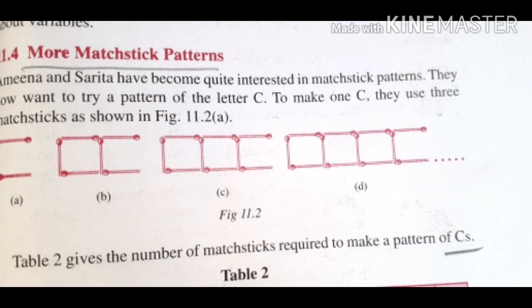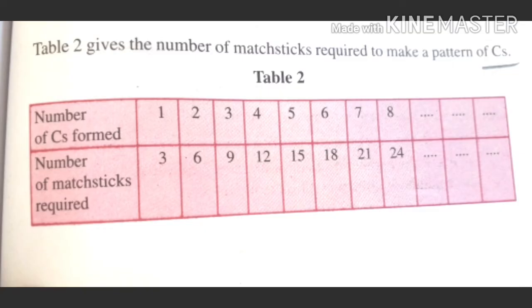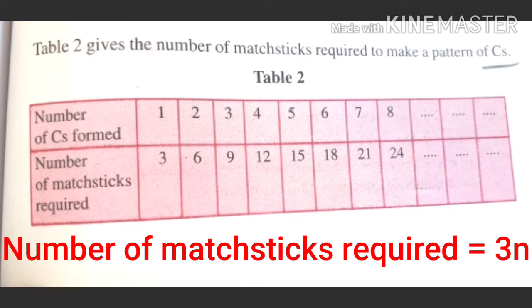In table 2, the number of C's formed is given. For 1 C, the number of matchsticks required is 3. For 2 C's, the number of matchsticks required is 6. For 4 C's, when joined, 12 matchsticks are required. So what is the general formula for this? We have to study one general formula. They have given: number of matchsticks required is equal to 3n.